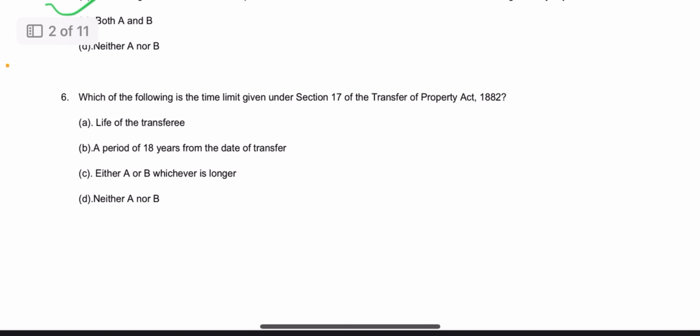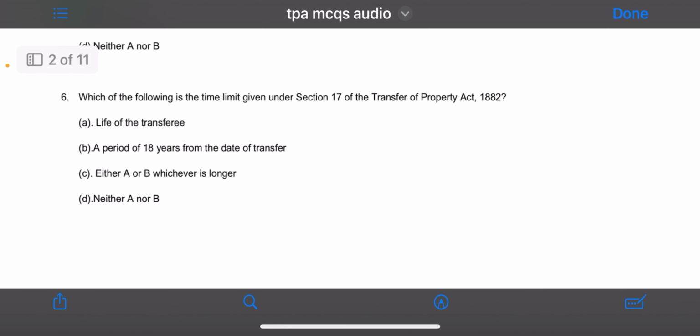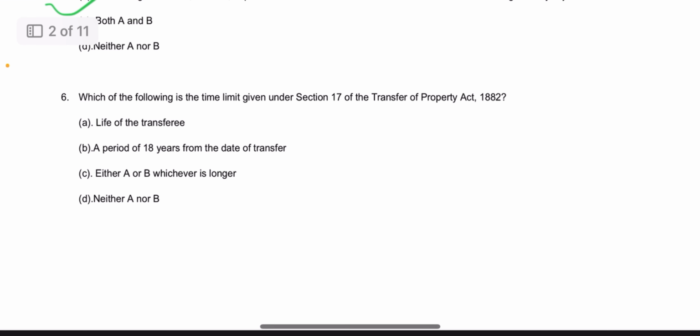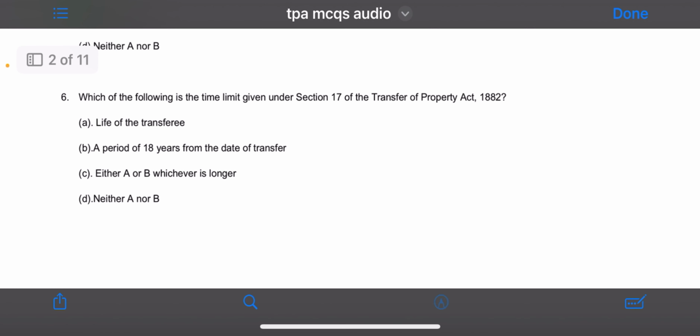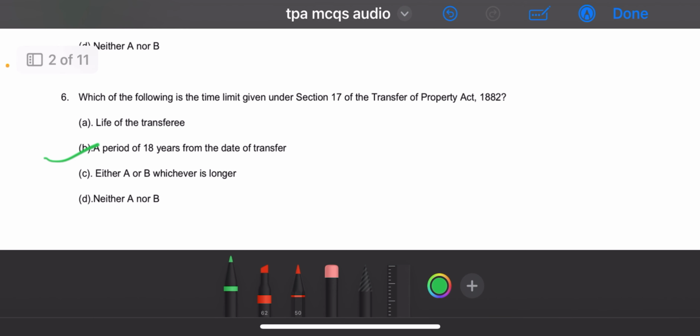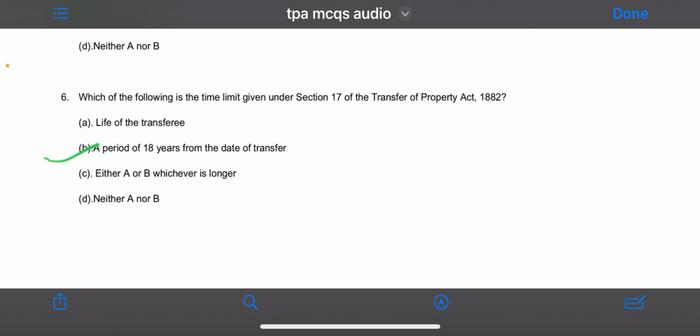Next question. Which of the following is the time limit given under Section 17 of the Transfer of Property Act 1882? A. Life of the transferee, B. A period of 18 years from the date of transfer, C. Either A or B, whichever is longer, D. Neither A nor B. The correct answer is B. A period of 18 years from the date of transfer.